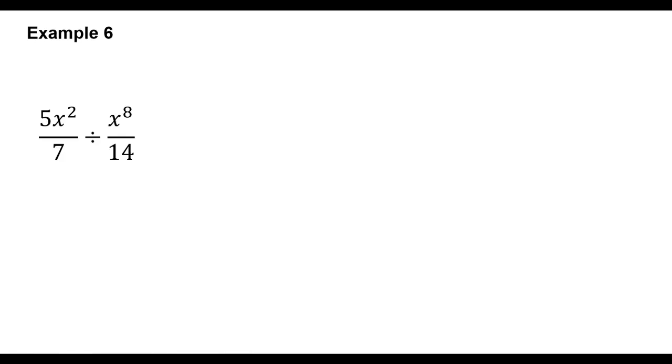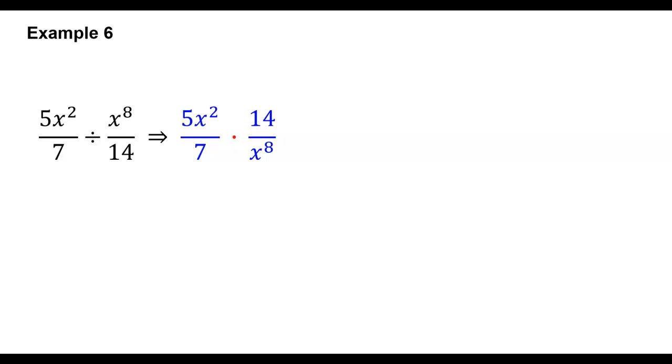Let's look at example 6. All right, is this multiplying or dividing? Dividing, so it means I need to turn this second fraction upside down, turn it into multiplying. So really, 5x squared over 7 stays the same, but now this dividing becomes multiplying. Flip that fraction, okay? Now, I'll tell you what I would do here. I do 5 times 14 on top, divided by 7, reduced to fraction, that'll be your coefficients, okay?